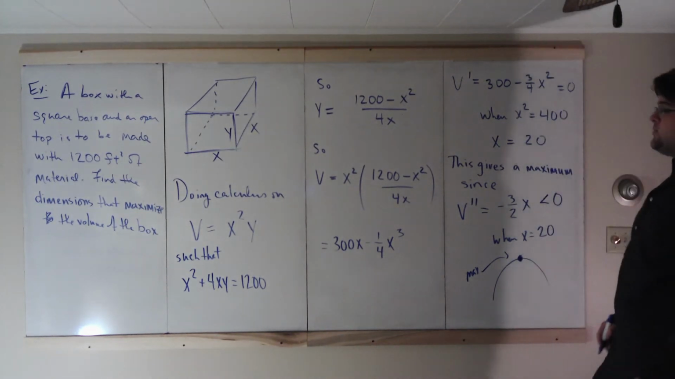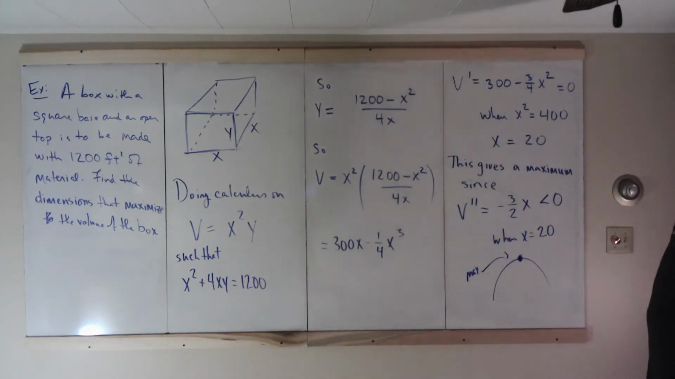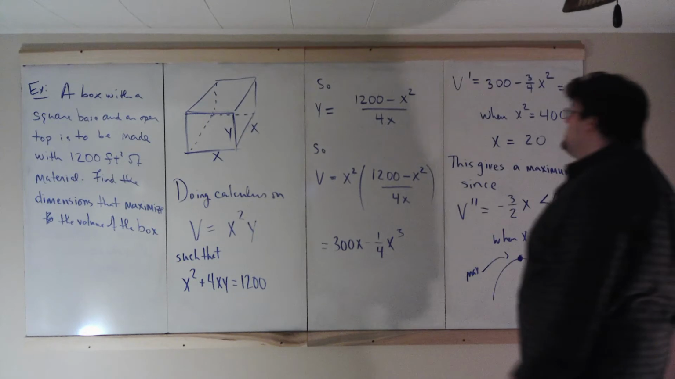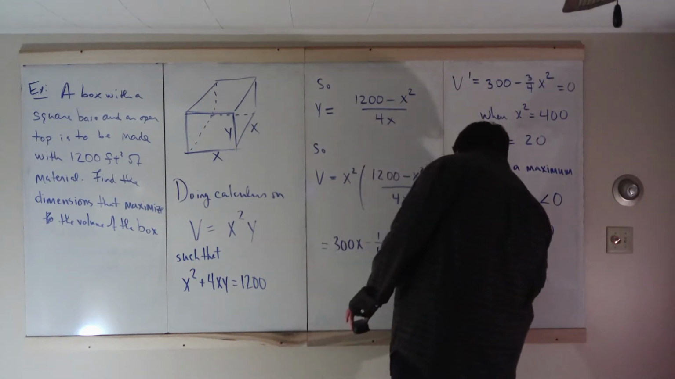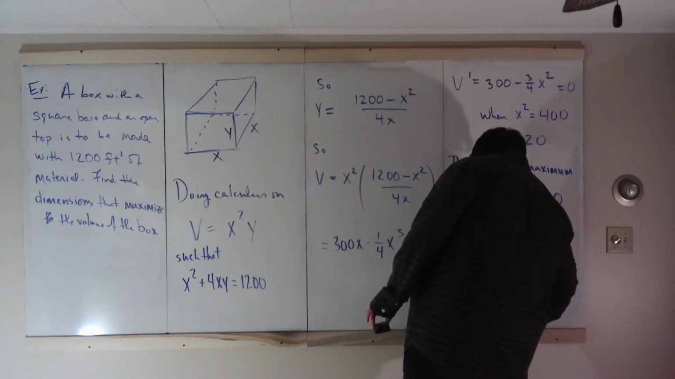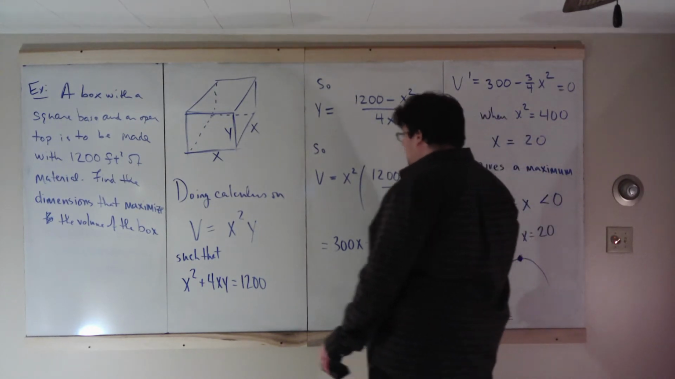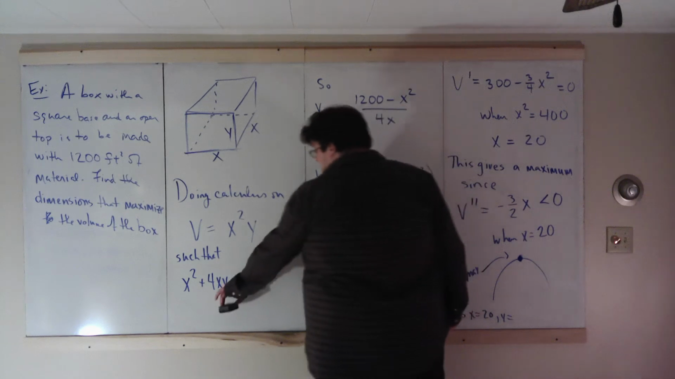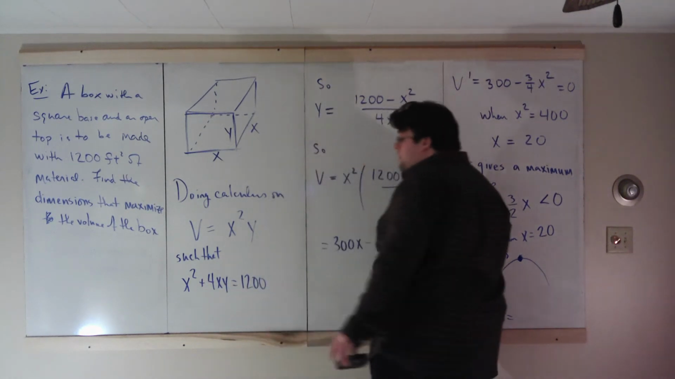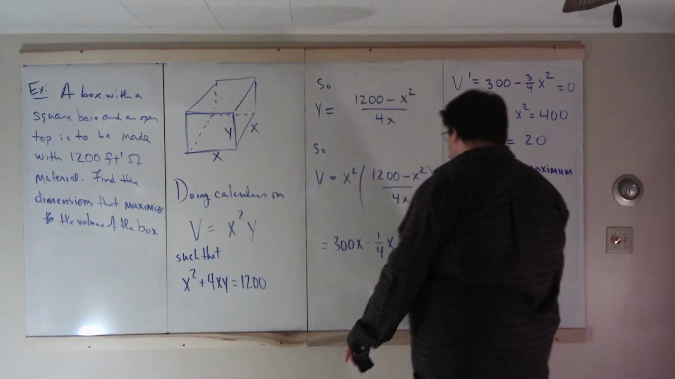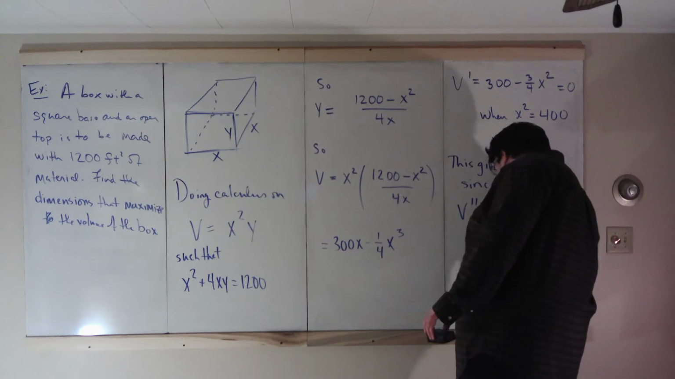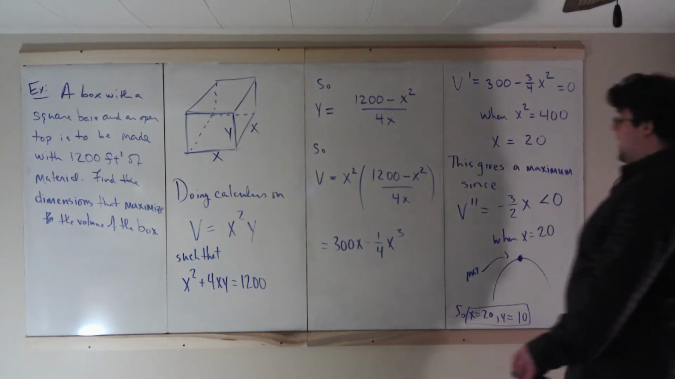Then we go back and make sure we answered the question, and we didn't, because it says find the dimensions. This is just one dimension. So x equals 20, and y equals, what does y equal? Well, if x equals 20, what do you get? You get 400 plus 80y equals 1200. 80y equals 800. y equals 10. So x equals 20 and y equals 10.